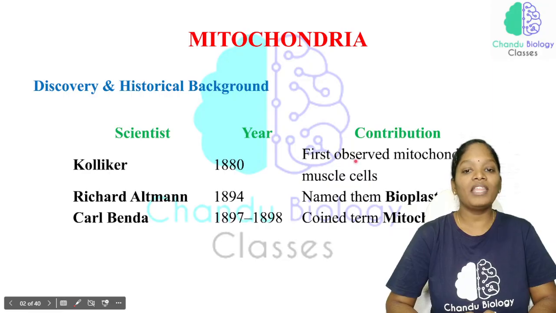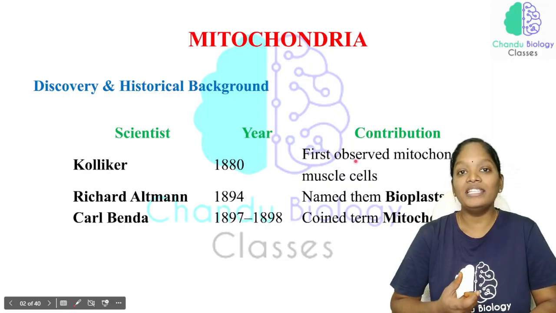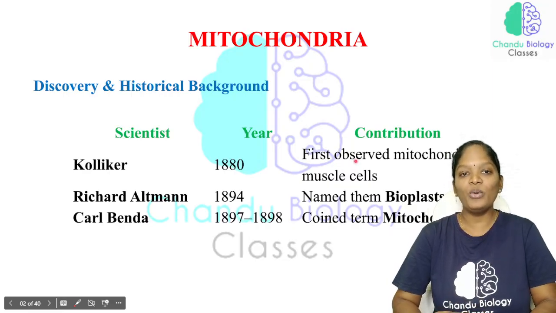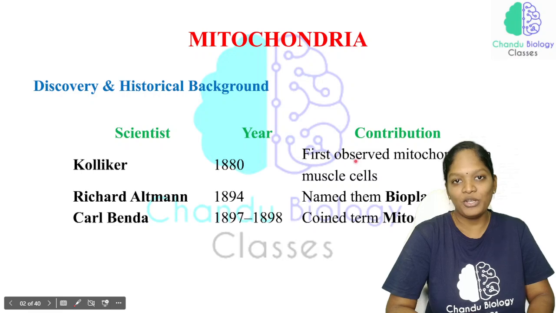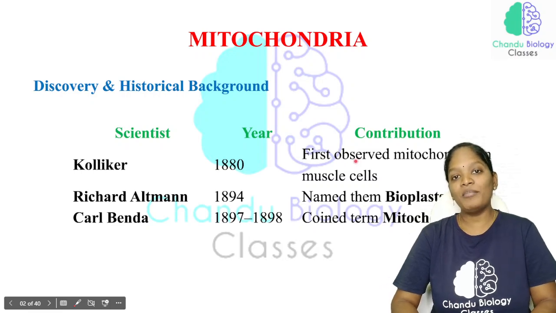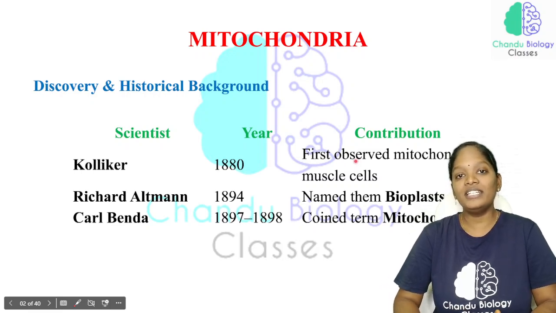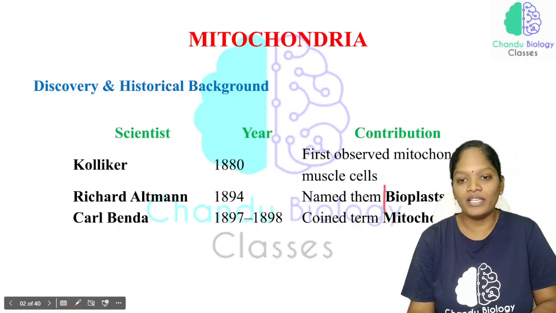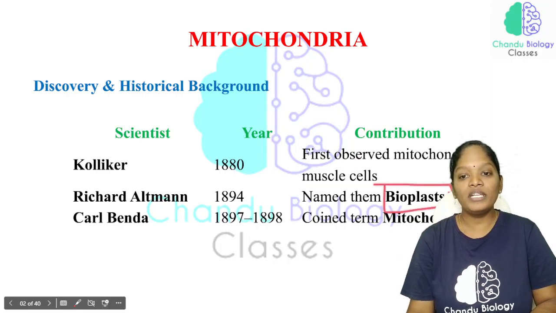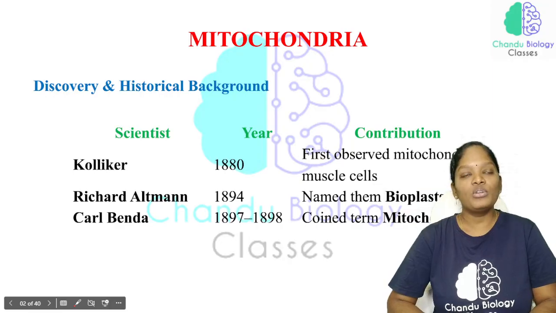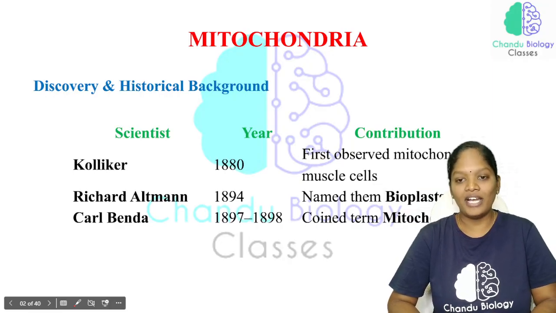Next, one more important thing is the other name of mitochondria. Now we are calling this particular organelle mitochondria, but before the name mitochondria there was another name, which is called bioplast. So we can also expect a question from here. Bioplast is the former name of the organelle mitochondria.